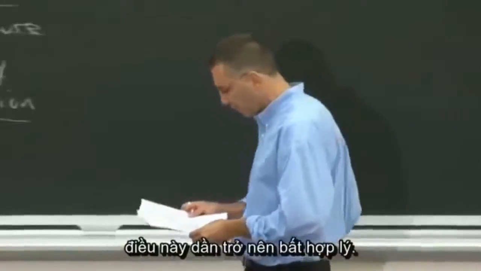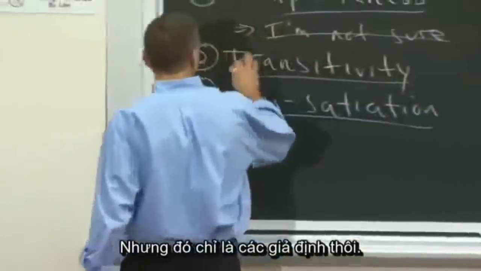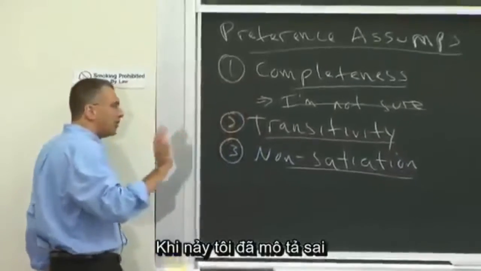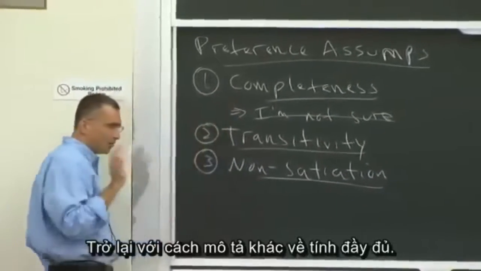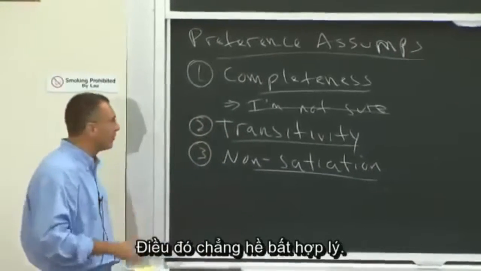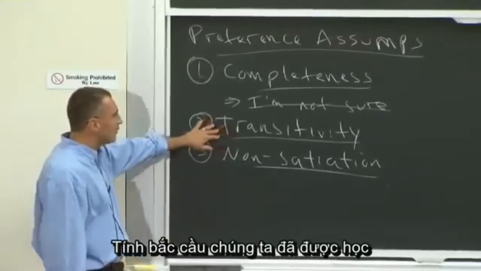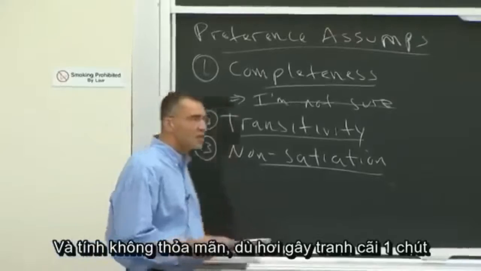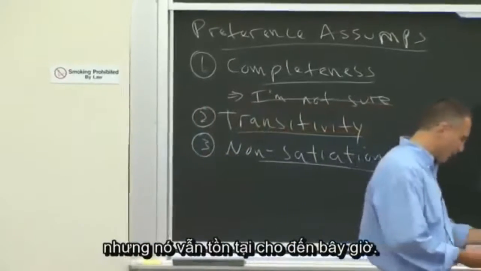although at the extremes you can see this becomes unreasonable. So those are the assumptions. Completeness, which once again I screwed up in describing. Come back to the second way I described it, which means you can't say you're not sure. You always have preferences over things. That doesn't seem unreasonable. Transitivity, which we've been living with since we were kindergartners, and non-satiation, which could be a little more controversial, but we'll live with it for now.